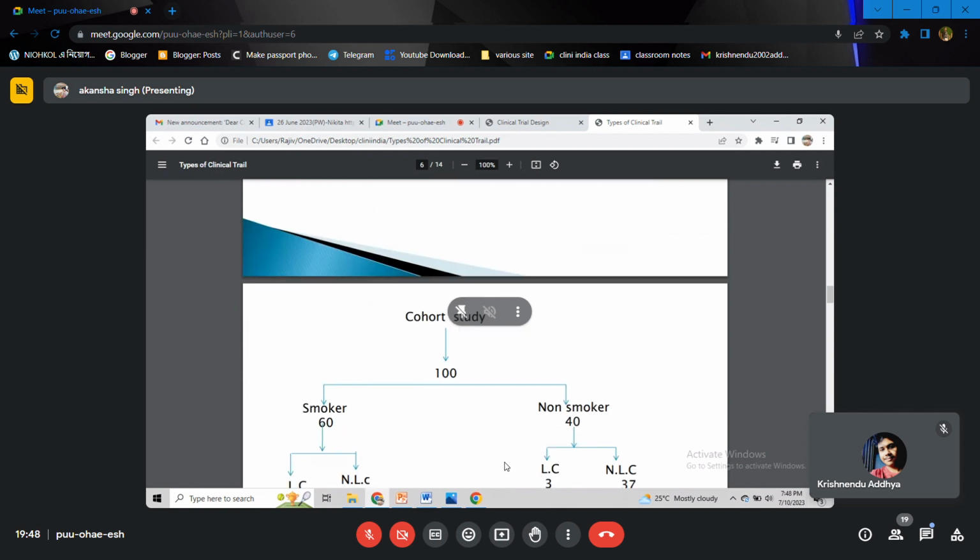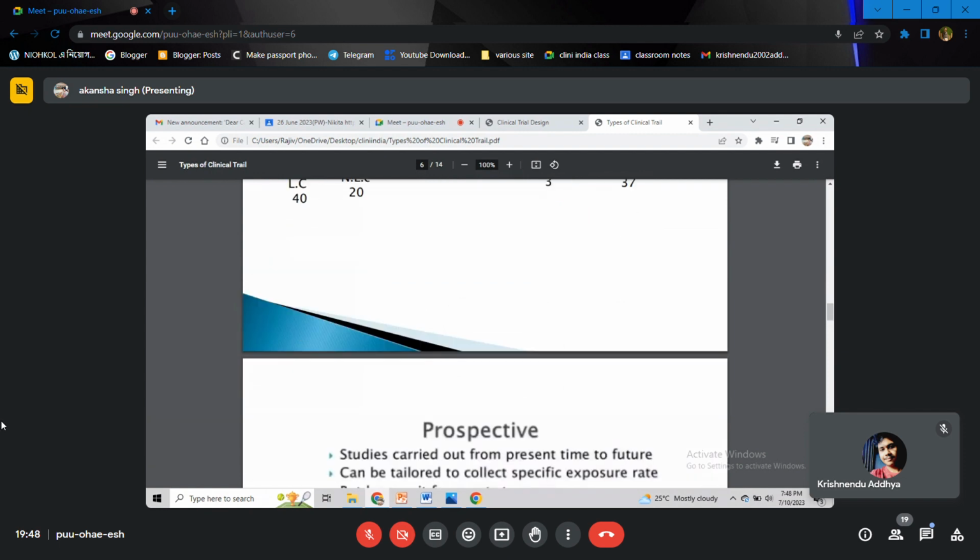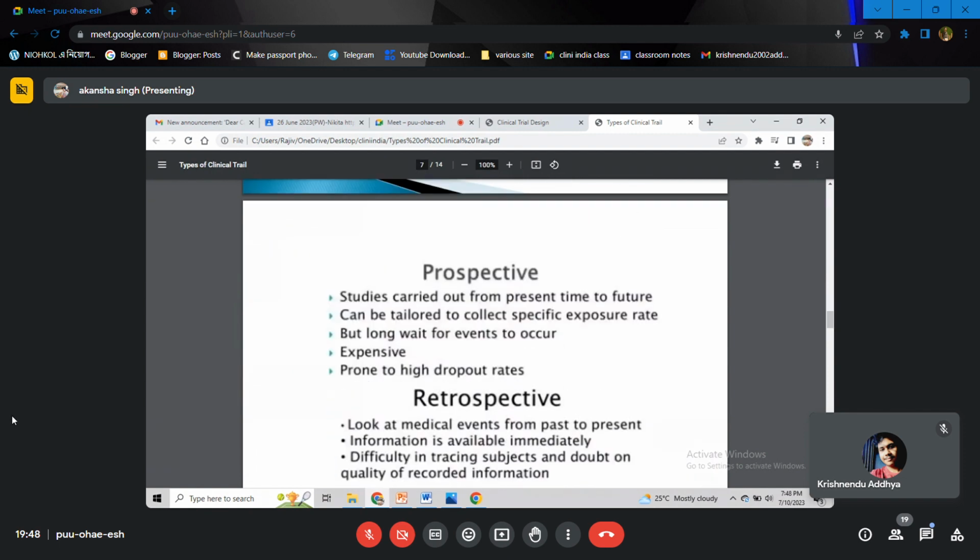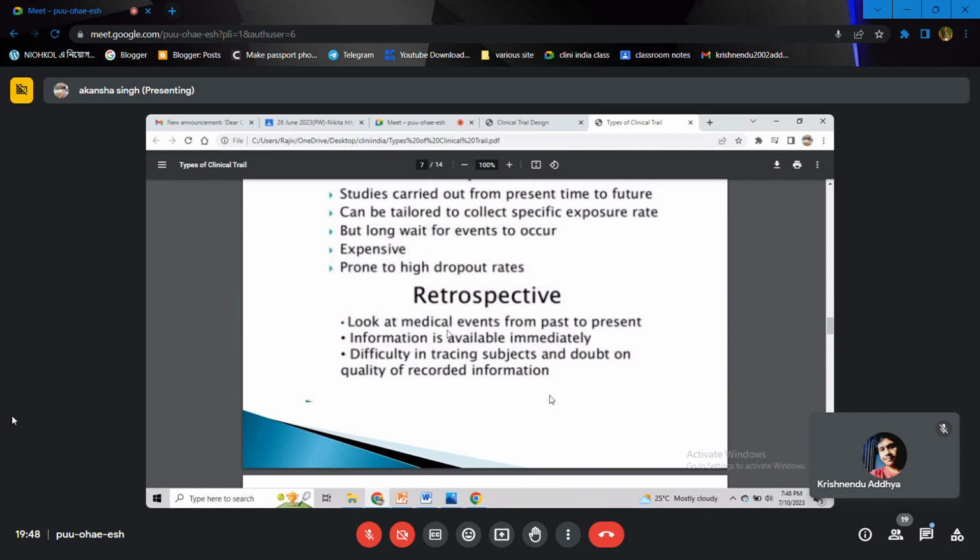Okay, so next is retrospective. This was prospective. Retrospective means looking at the medical event from past to present. Information is available immediately, but it is difficult to trace the subjects and there is doubt on the quality of records. This is the drawback. There are also chances of confounding when we do retrospective analysis. Retrospective means based upon your current data, you predict why this person got a disease. We'll also see this with the help of a diagram.